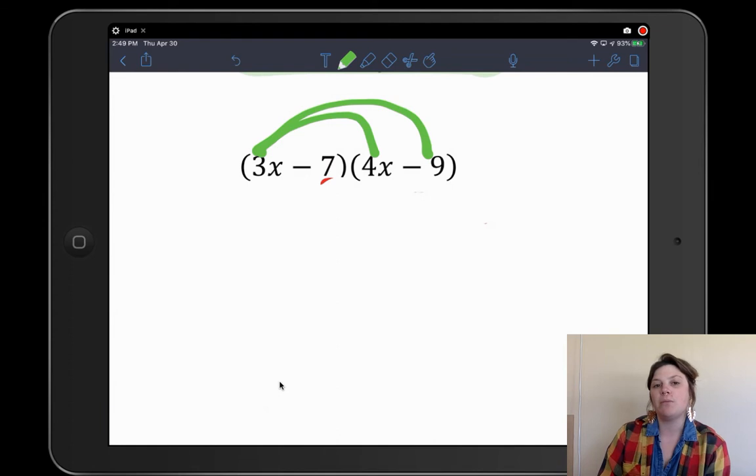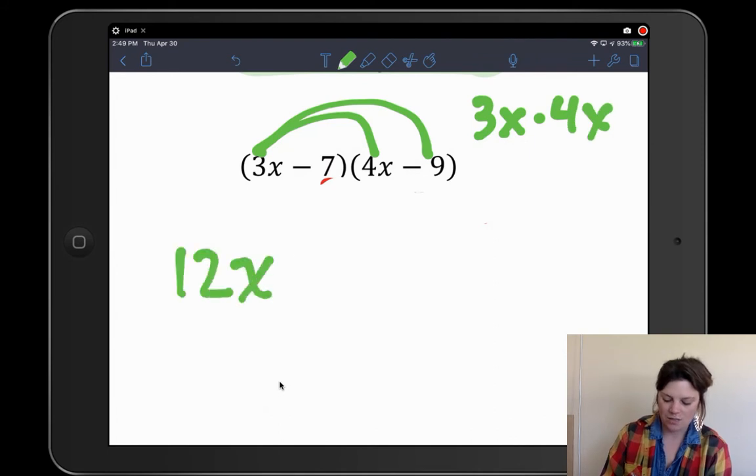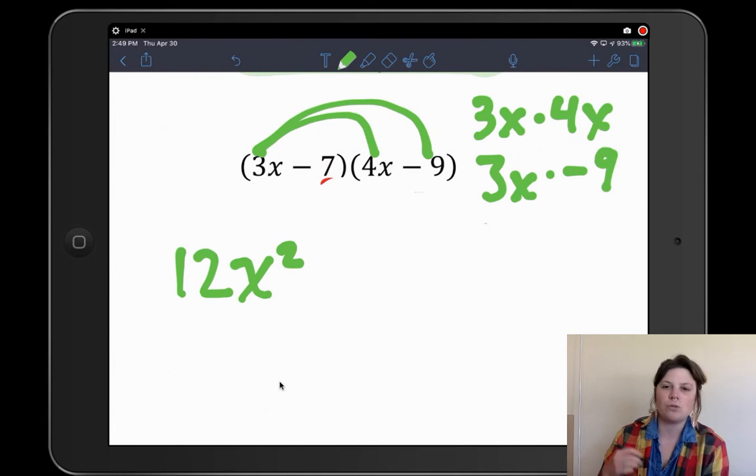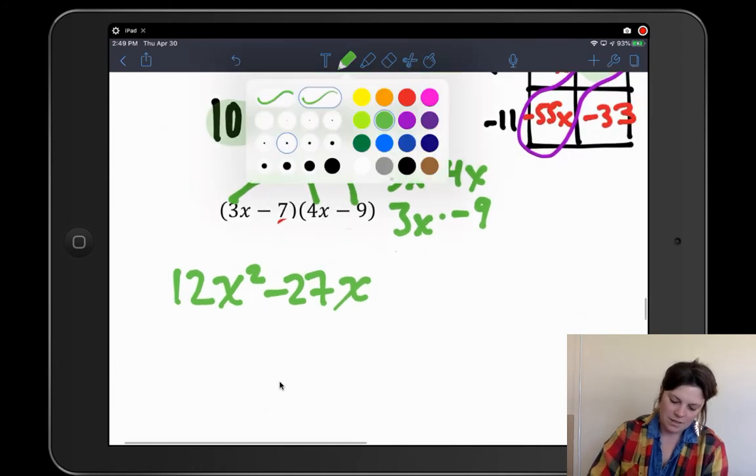So when you're multiplying by an x and a number, you have to do the 3x times 4x. So 3 times 4 is 12, and x times x is x squared. Nothing too crazy, right? Next, we have to do the 3x times the negative 9. 3x times negative 9 just means you do the negative 9 times the 3 to get negative 27, and then there's only one x there. Let's do the other one.